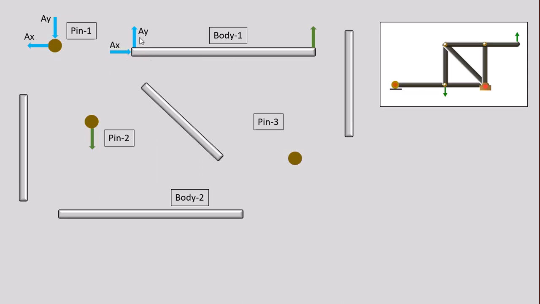Multi-force member, Ax, Ay, Newton's third law, Ax, Ay goes to pin 1. The inclined two-force member, F2 and F2, establishes the equilibrium for this two-force member. Newton's third law here and Newton's third law here. Two-force member, F3 and F3, keep this two-force member in equilibrium. We transfer it here by Newton's third law, and we transfer it here by using Newton's third law.